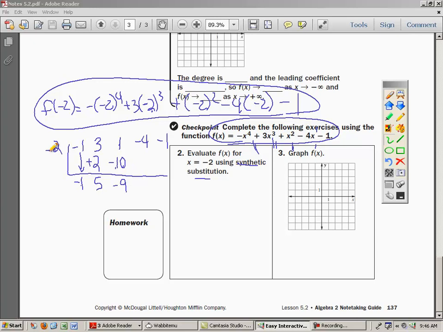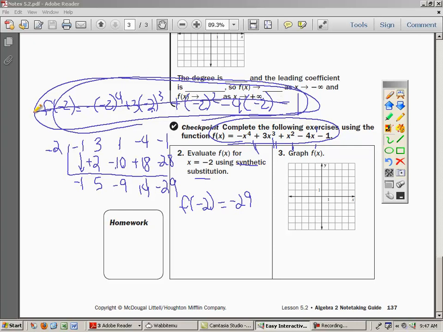And then -2 times -9 becomes +18. When I do -4 plus 18, I get 14. And then -2 times 14 becomes -28. -1 plus -28 becomes -29. So f of -2 is equal to -29, and that saves me the trouble of doing all of this. I'm going to use synthetic substitution instead.